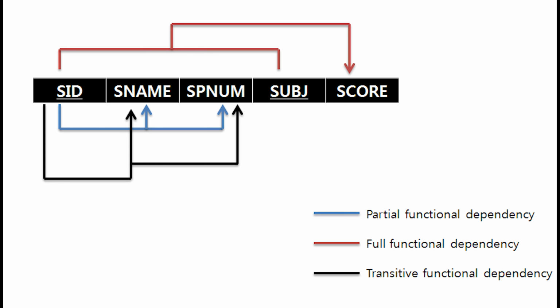Here's another diagram. We have X value of SID and subject, because those are both underlined. The legend at the bottom says the blue line is partial functional dependent because you only need SID to get S name and SP number. You don't need both the SID and subject. However, to get the score, you need the student ID as well as the subject. So that is full functional dependent.